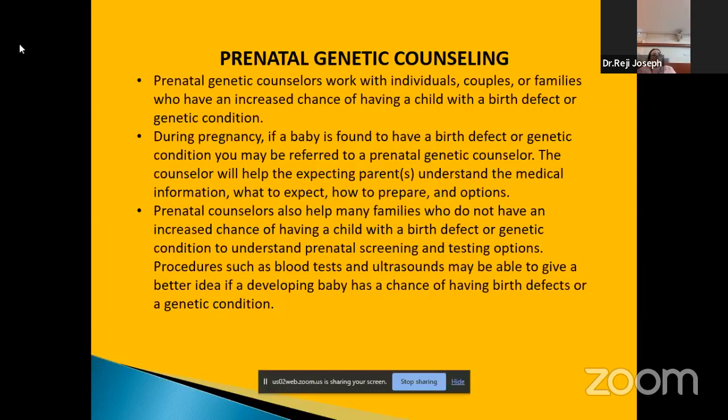Prenatal counselors also help many families who do not have an increased chance of having a child with a birth defect or genetic condition to understand prenatal screening and testing options. Procedures such as blood test, ultrasound, and AFP, the alpha fetoprotein test, are also done during prenatal genetic counseling. Next slide, please.